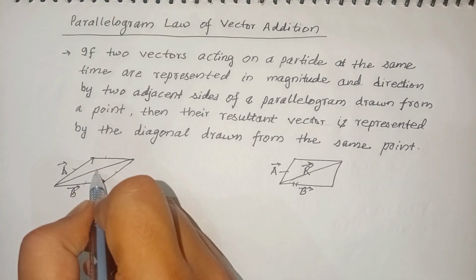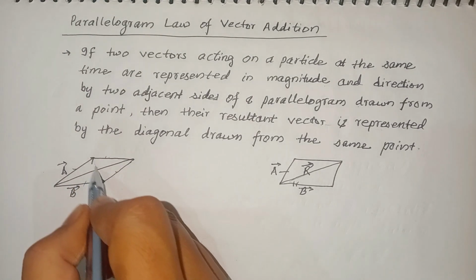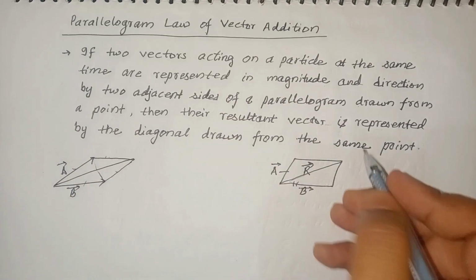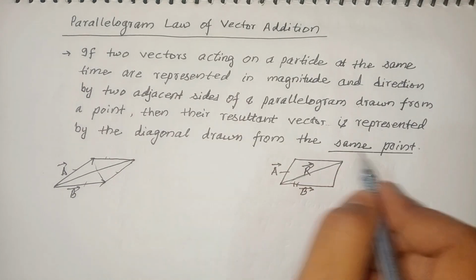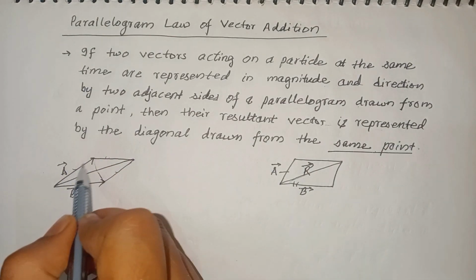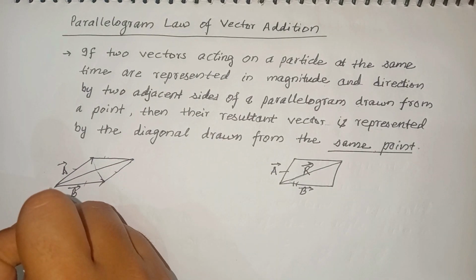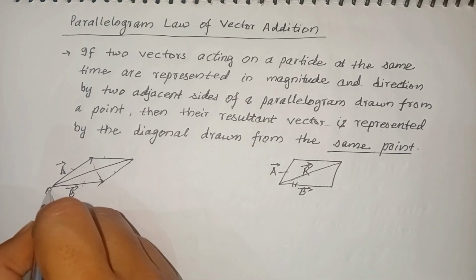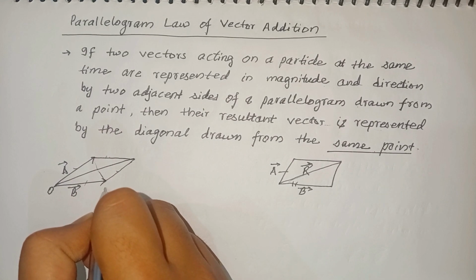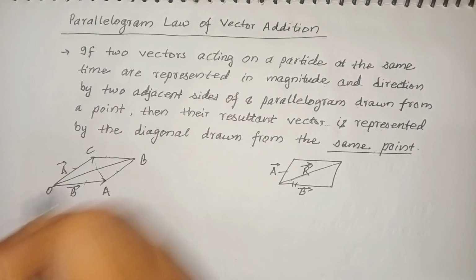And this is also one diagonal of this parallelogram, but this diagonal will not be taken. This point is important: drawn from the same point. Which point? The point at which the adjacent sides meet, okay. So this point will be taken as the important point. Suppose it is O, suppose it is A, you can take, suppose it is B, you can take, suppose it is C, you can take, okay.